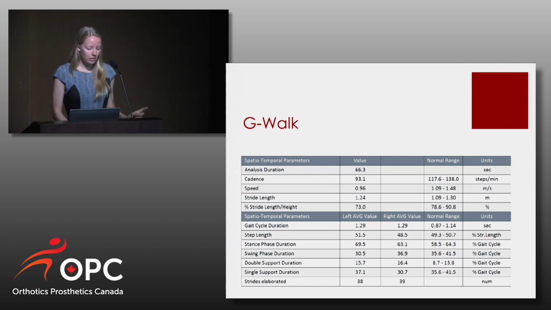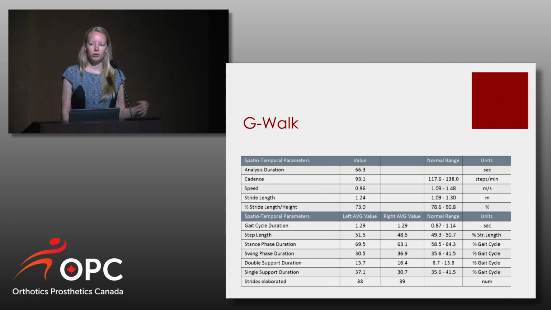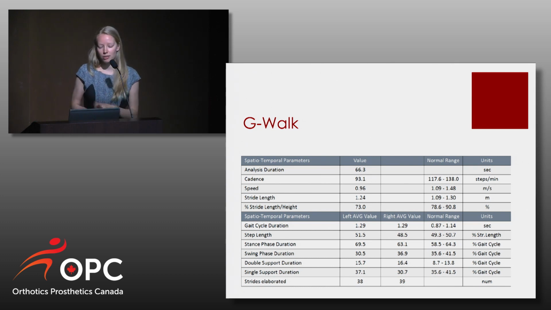But what we see the difference in here is the stance phase duration. She spends more time on her left leg than she does on her right leg, and more time in swing on her left leg than her right leg, and more time in double support, although it's fairly similar on her right leg. So we can start picking out things about the patient from looking at this. I can tell you that she has a right transtibial amputation, which makes sense if you look at this data and see that she's spending somewhat more time on her left leg than on her right leg.